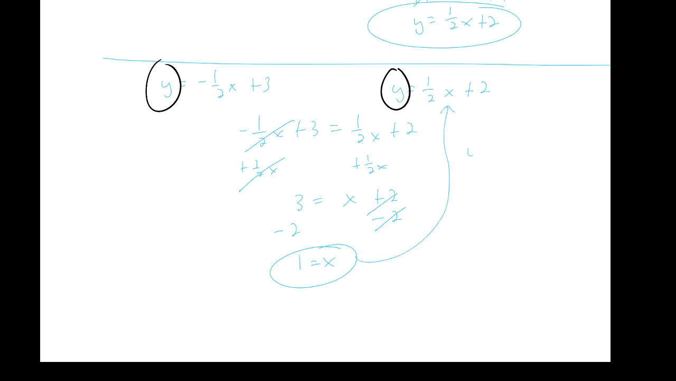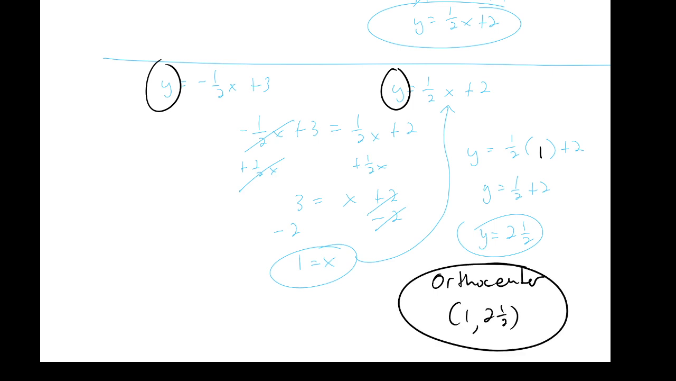Let's plug it into one of these. Y is equal to 1/2 times, right? I substituted in 5 for x, plus 2, right? Why did I substitute in 5? I didn't do that. I substituted in 1. My apologies. 1 for x. 1 times 1/2 is 1/2. So I want 1/2 plus 2, which is going to be equal to 2.5. Gentlemen, there we go. There is my orthocenter. It is the coordinate x, which is 1, comma 2.5, which is y. And there it is.